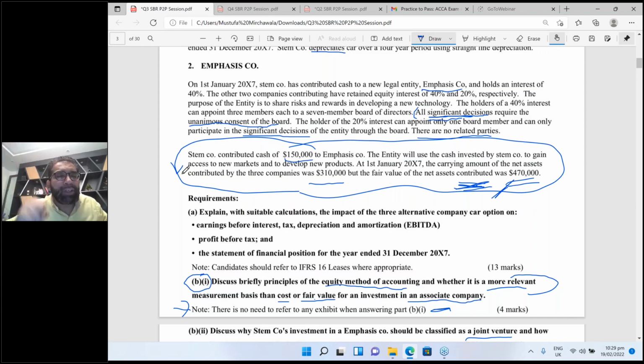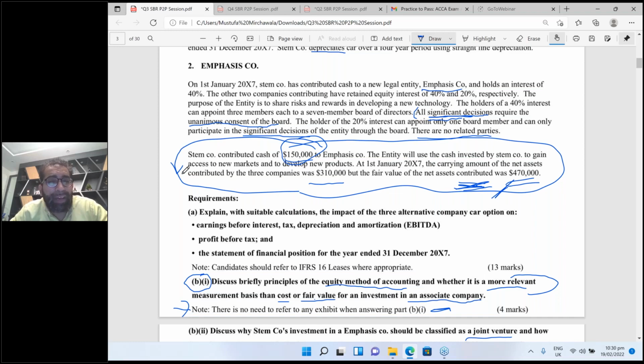STEM company got the fair value share of 188 by just paying how much? By just paying 150,000. So this is a gain on bargain purchase, and the entries which I just made were perfect.